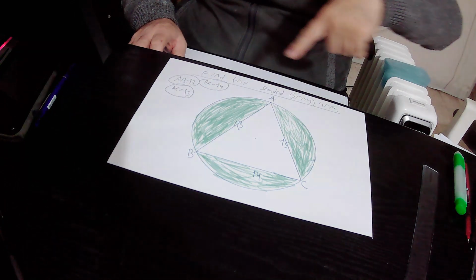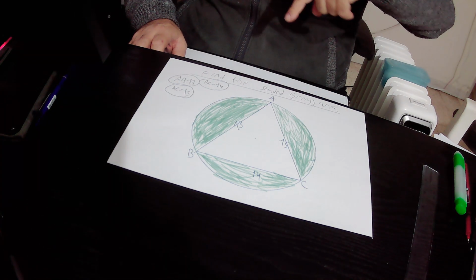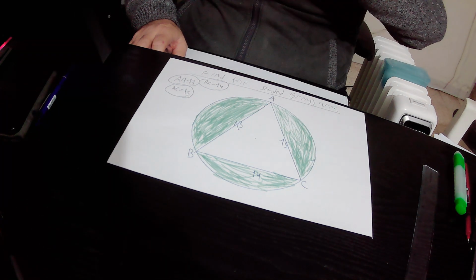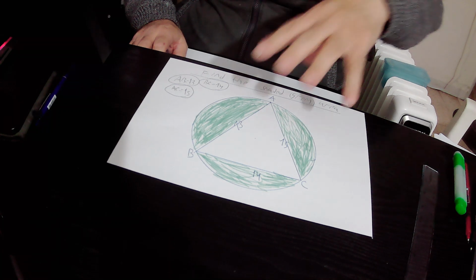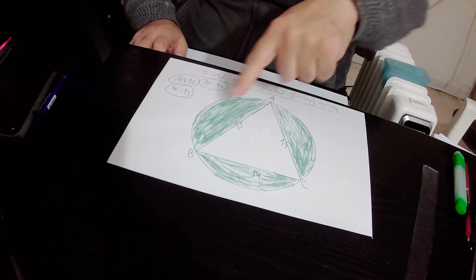Hello, in this lecture we find out the value of the shaded area. In the drawing we have a circle. Inside this circle we have triangle ABC. Actually this circle blocks this triangle ABC.